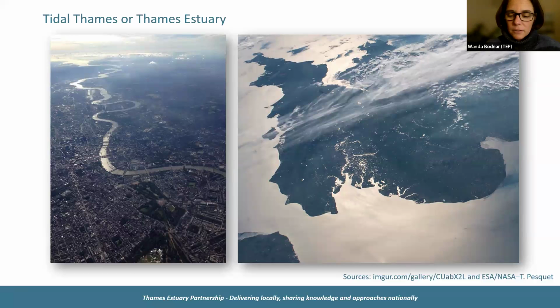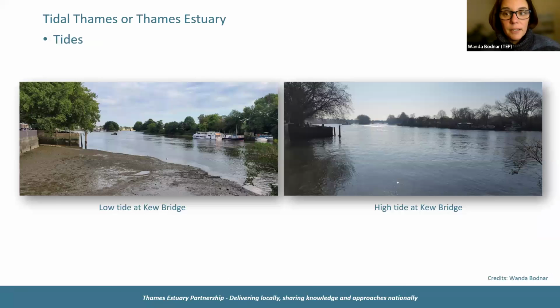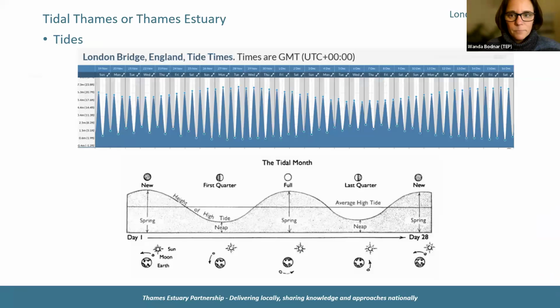And of course, because of this connection to the sea, the Thames Estuary has 2 high tides and 2 low tides in a day. This is why London is a coastal city. Apart from the daily tidal movement, there are also the monthly tidal cycles. These are the spring and the neap tides, when the height of the tide will vary depending on the alignment of the moon, the sun, and the earth.